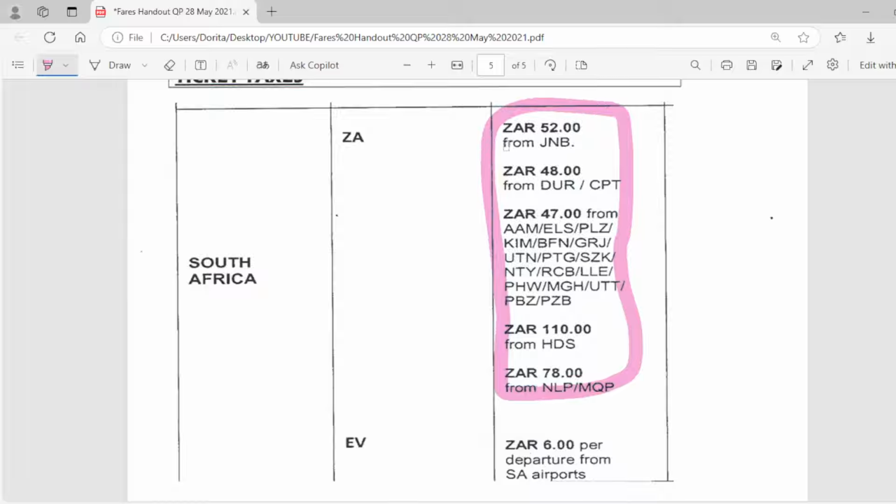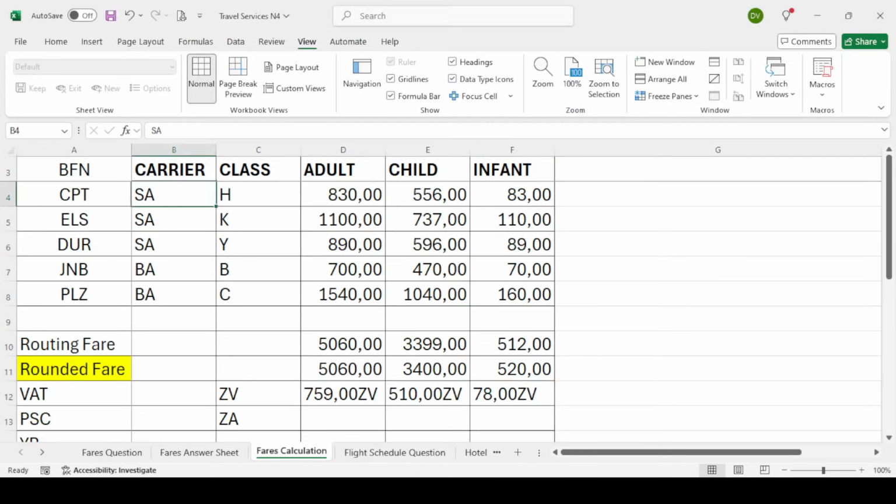So if you're flying from Joburg, your PSC cost is 52 Rand. From Durban or Cape Town, the PSC will be 48 Rand. All the small airports here in the middle, your PSC is 47 Rand. From Hoedspruit, 110 Rand. And from Nelspruit or Mpumalanga, 78 Rand. We charge the PSC only from departure cities. What does it mean? I'm going to show you on your answer sheet what does it look like.